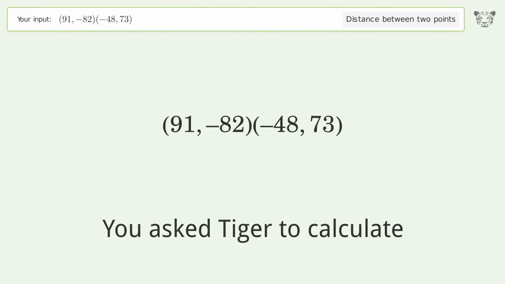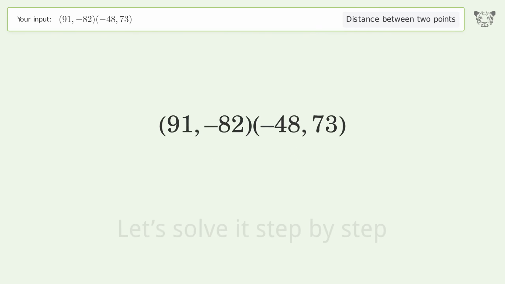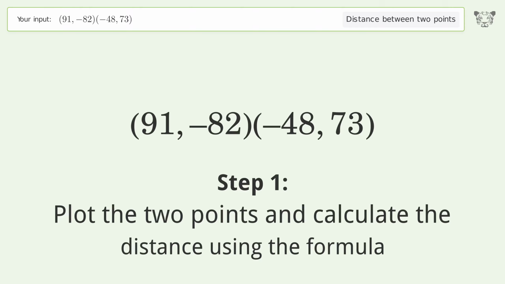You ask Tiger to calculate. This deals with the distance between 2 points. The distance between the 2 points is the square root of 43,346, or 208.197. Let's solve it step by step. Plot the 2 points and calculate the distance using the formula.